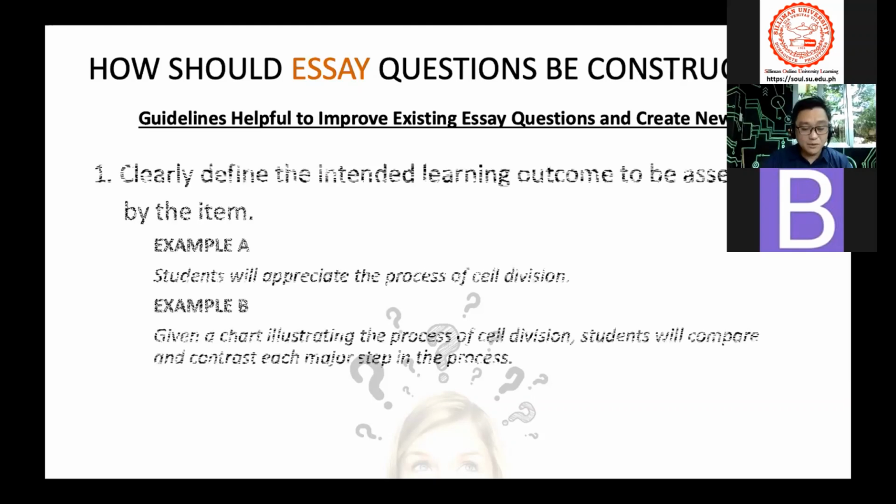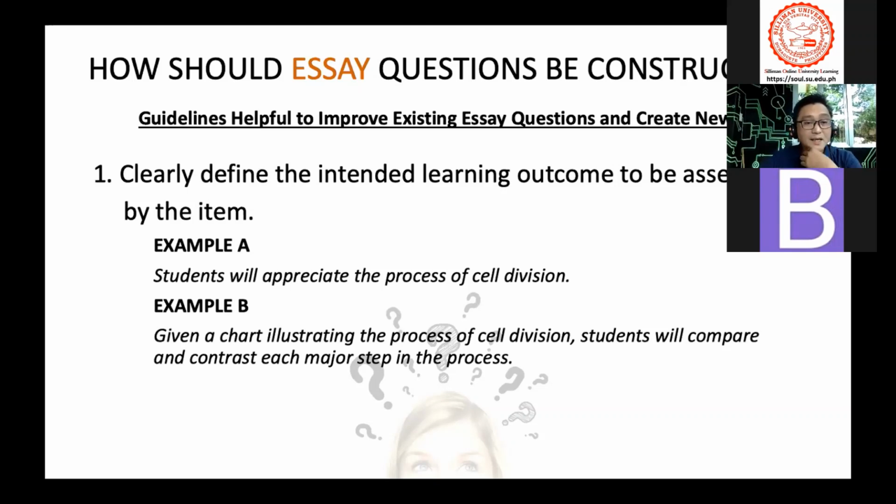Okay, so number 1, it says, clearly define the intended learning outcome to be assessed by the item. So guideline number 1, clearly define the intended learning outcome to be assessed by the item. Here are examples again of learning outcomes. Students will appreciate the process of cell division. And the other one is, given a chart illustrating the process of cell division, students will compare and contrast each major step in the process.